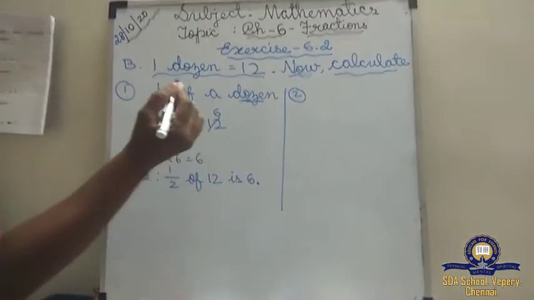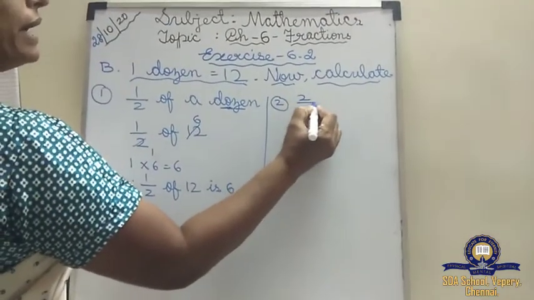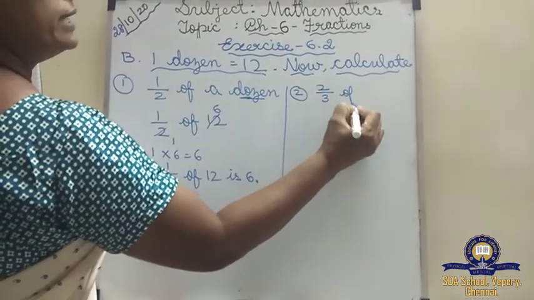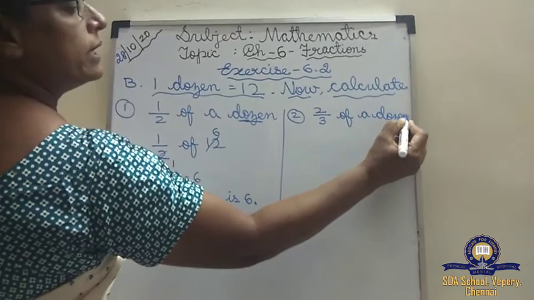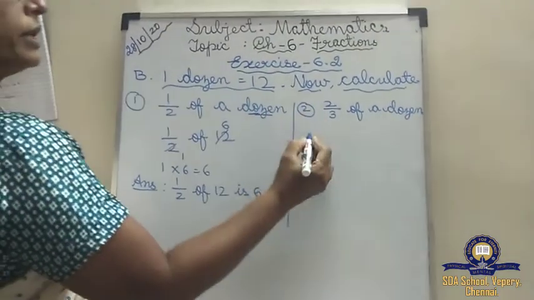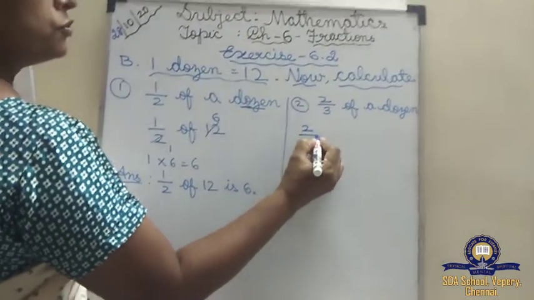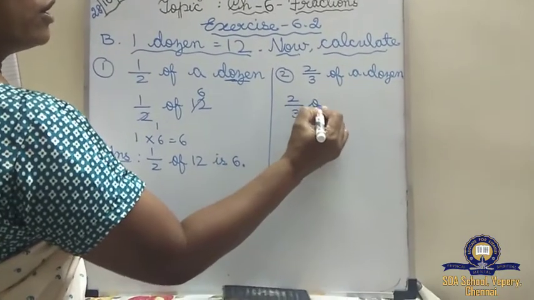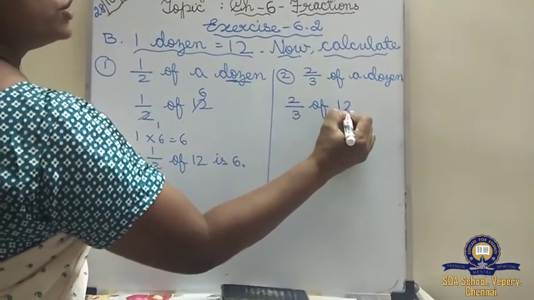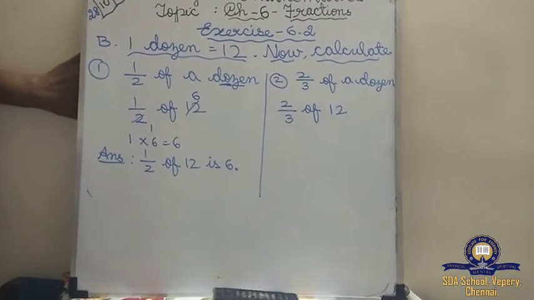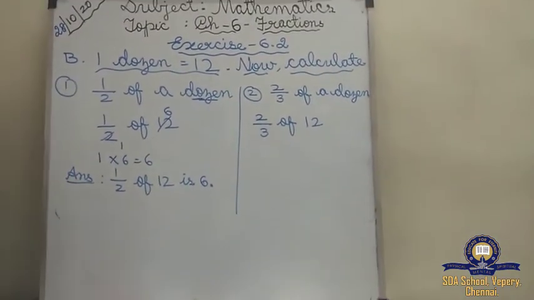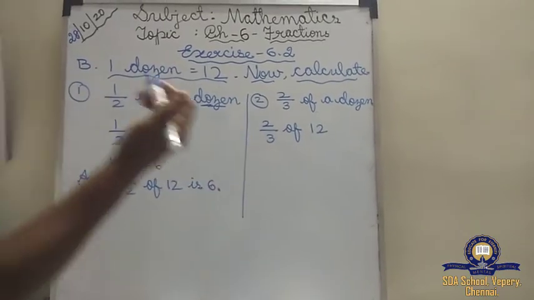Okay, second sum, shall we see? 2 by 3 of a dozen. So, what you have to do, children? 2 by 3 of dozen means what I said? 12. Isn't it, children? 2 by 3 of 12. So what you have to do?